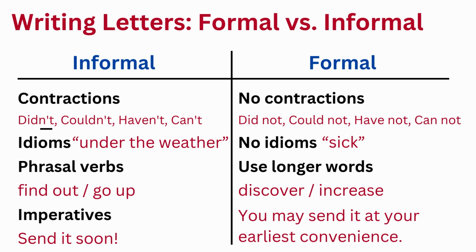In formal writing, however, we do not use imperatives. They are too strong. Instead, we prefer to use more polite sentences, such as, you may send it at your earliest convenience. Do you see how much longer the formal sentence is compared to the informal one? Formal writing is usually a lot longer than informal writing. It avoids simple sentences and instead uses long, complex sentences. You will also often see words like may, could, or would instead of words like want or can. This is one of the main differences between formal and informal writing.